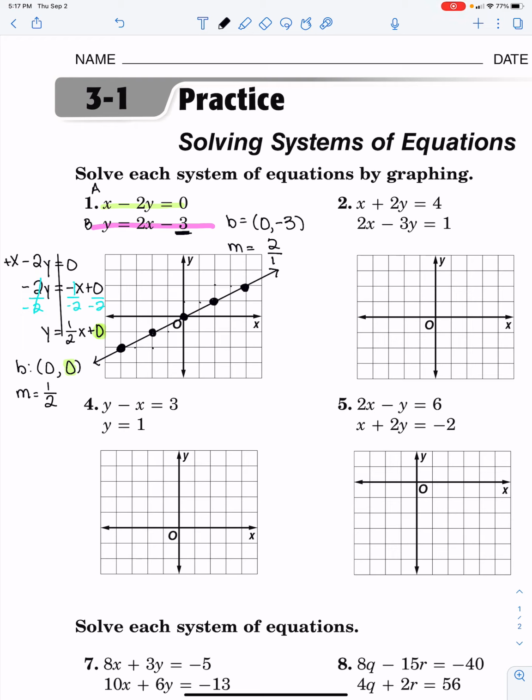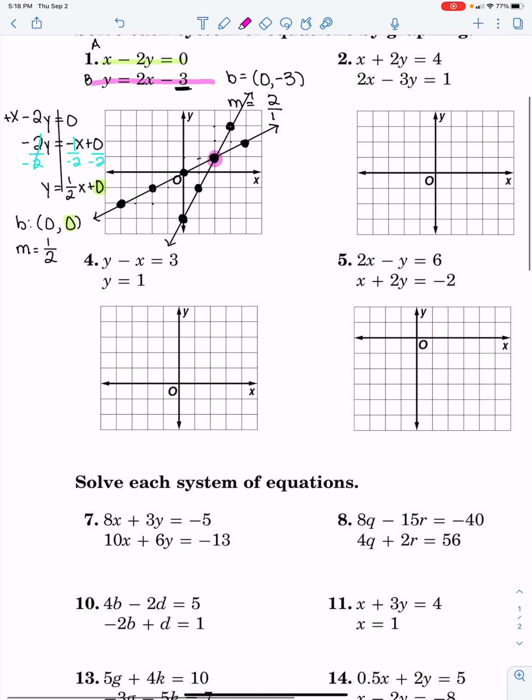On this one, I start at 0, negative 3. And on this one here, I am going to go up 2 and right 1. Up 2 and right 1. Up 2, right 1. Once I have those points in there, let's go ahead and draw that. And our solution for this one is right here where the two lines intersect. Okay, so that was equation number 1.